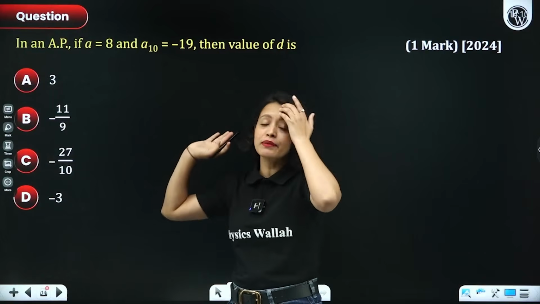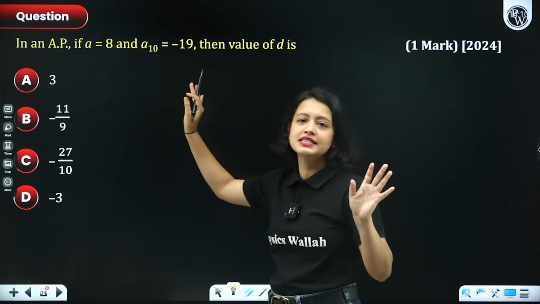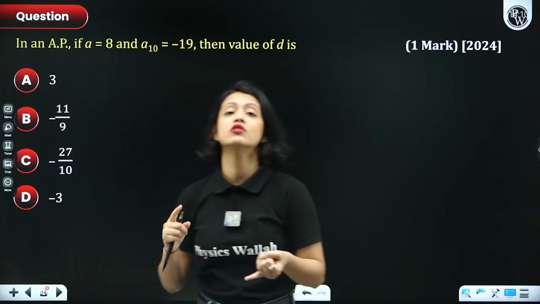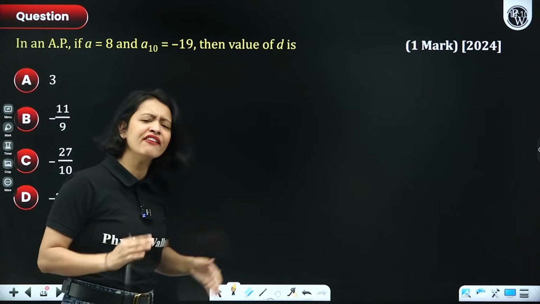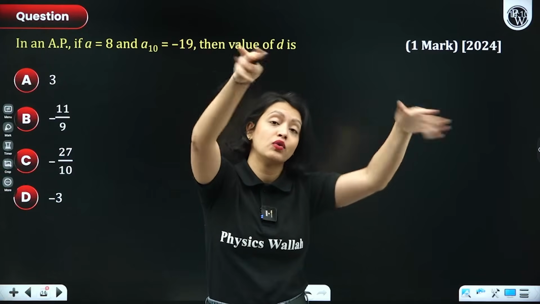One type of problem would be that A is given, any term is given, like 10th term, 12th term, or any term is given, and you are asked the common difference. For example, here they have asked the common difference. Or A and D could be given and you are asked any specific term. Let's figure out the 100th term.